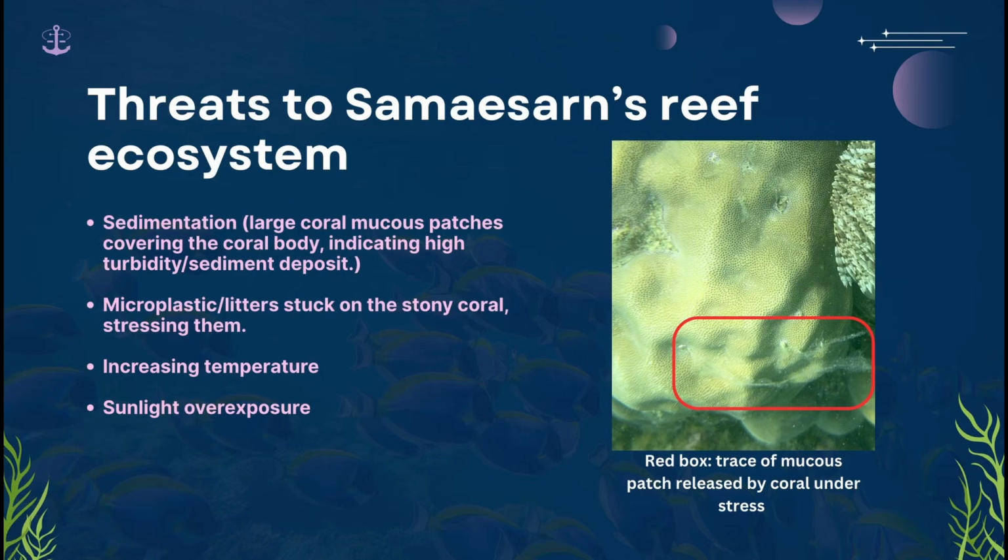Next is microplastic litter stuck on the stony coral, stressing them. And increasing temperature is a risk for coral bleaching. And the last one is sunlight overexposure.